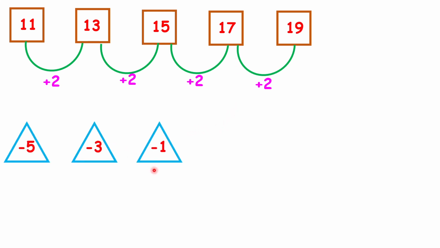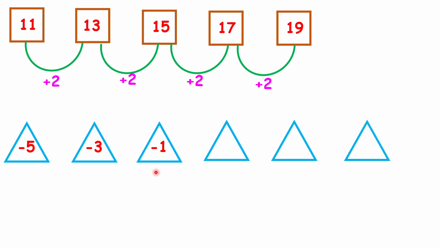Now, in this sequence, we have to find out the next 3 numbers after -1. Then -3 is equal to how much? We have to add 2 to its previous number. That means -5 plus 2 is nothing but -3. Also, we have to add 2 again to the previous number -3. Therefore, -3 plus 2 is nothing but -1.